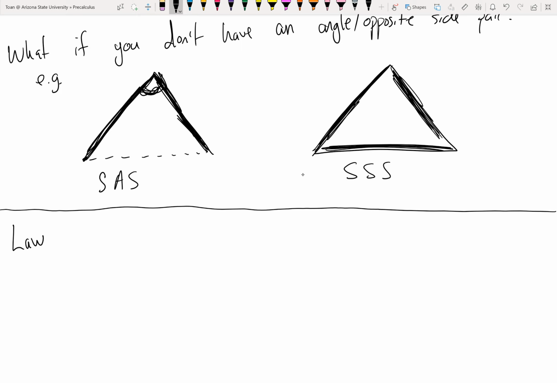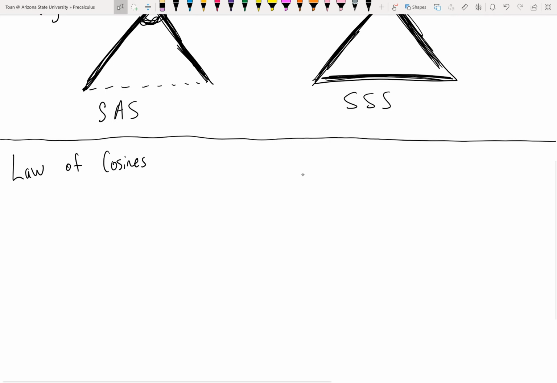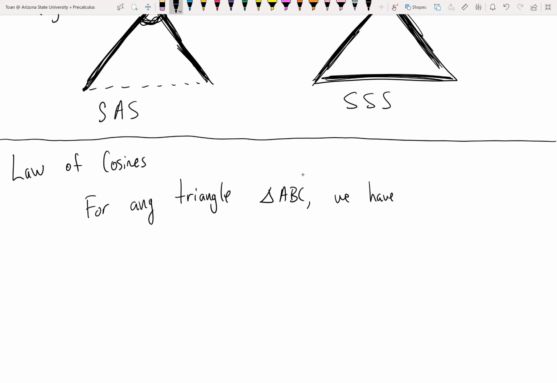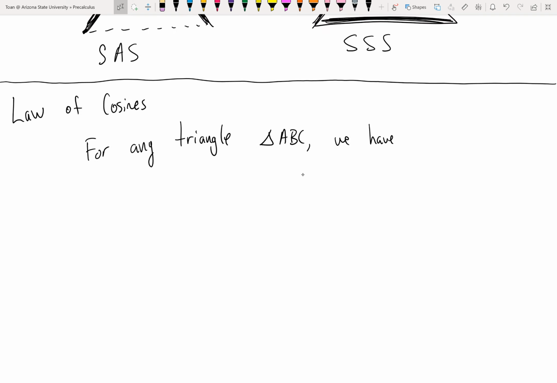So again, the idea is that we have the law of cosines to address the above two situations. The law of cosines says this: for any triangle ABC, and just like the law of sines, there are three variations. The formula: a squared equals b squared plus c squared minus 2ab cosine a.